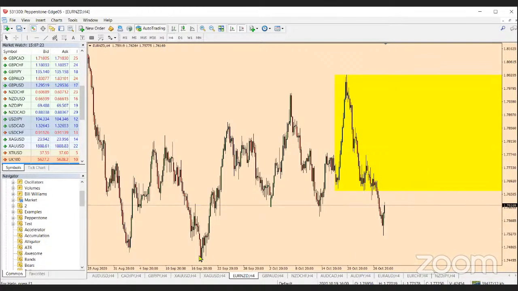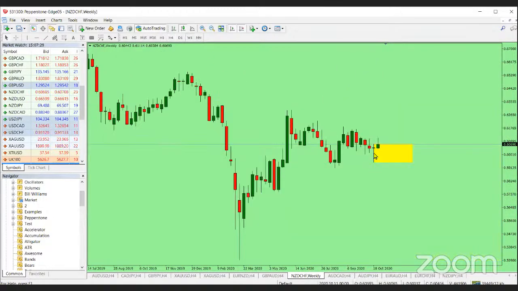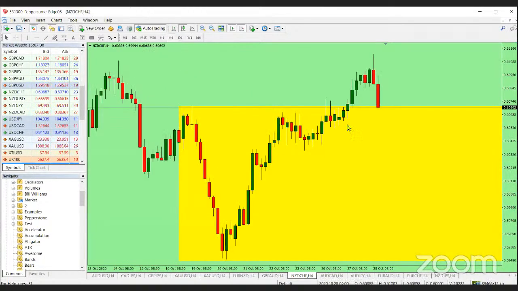The correlated charts to this, Euro Kiwi and Kiwi Swiss, have the same thing happening. Looking at the weekly chart, Euro Kiwi that I was showing just now has a really nice rejection. Kiwi Swiss also has a very nice rejection on the weekly chart. On the H4, same thing: it broke out, and it's just waiting for a retest at this area.